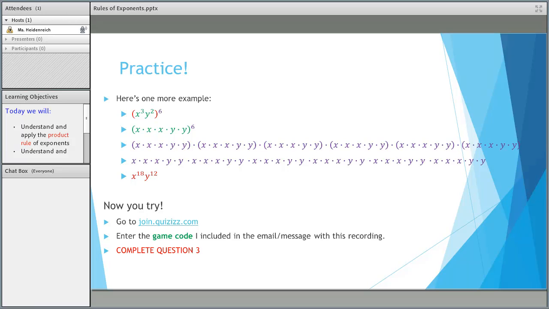So I've written that expression out 6 times so you can see how many x's there are. And that comes out to 18 because I have 6 sets of 3 x's, so that's 18 x's. And then same with y's, I have 2 y's, but I have those 2 y's 6 different times, so that's 12 y's. So my final answer is x to the 18th, y to the 12th.